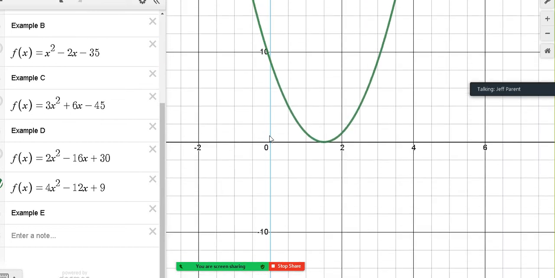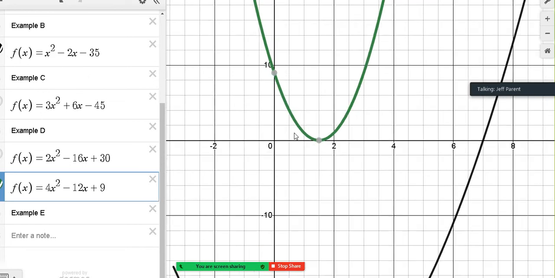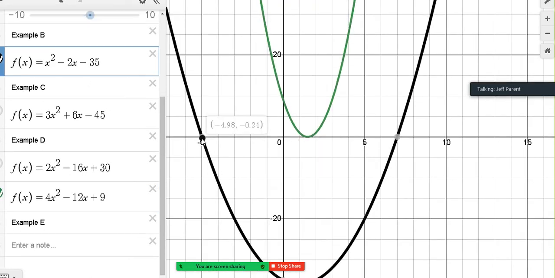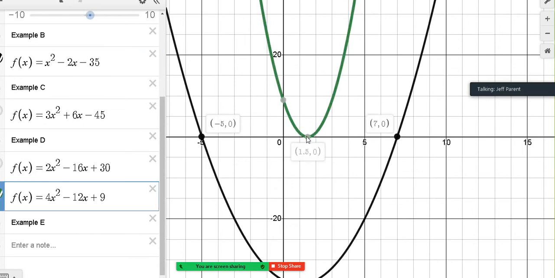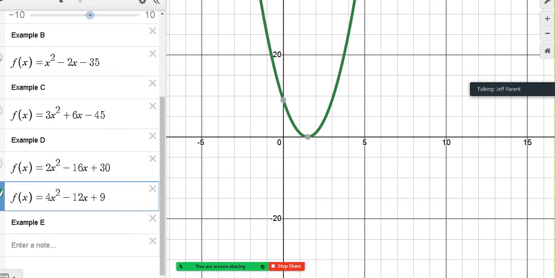What's interesting or unusual about this one? Can anyone see? How many X-intercepts does it have? How many times does it cross the X-axis? Yeah, just the once. So that's a little unusual. If you take a look at some of our other examples, like the one we just dealt with, that had 2 X-intercepts. But this one just sits on the X-axis. It touches it once. So it only has 1 X-intercept and 1 Y-intercept. That's okay. We can still work with this problem. It's just a little bit different.